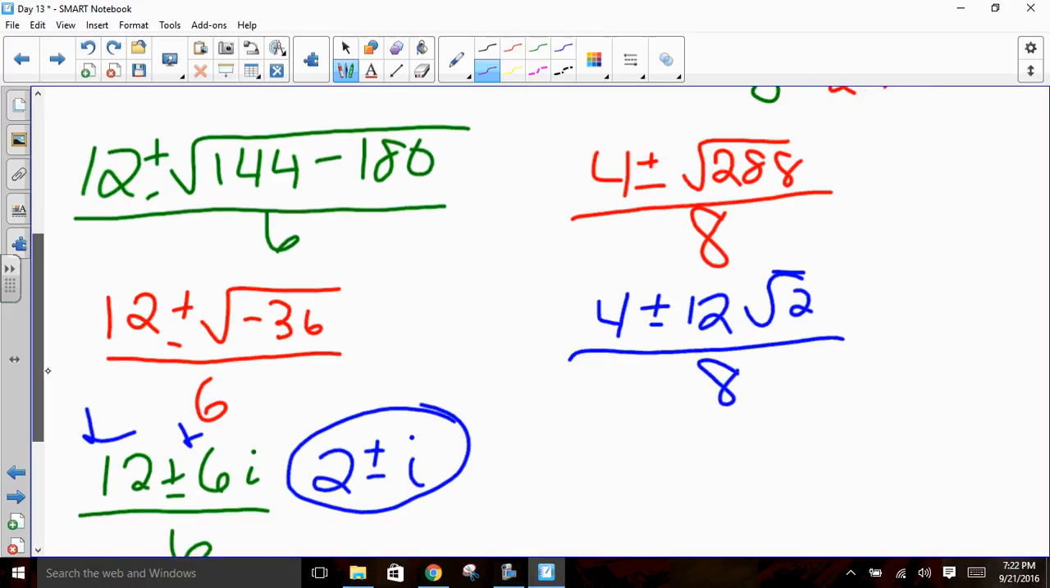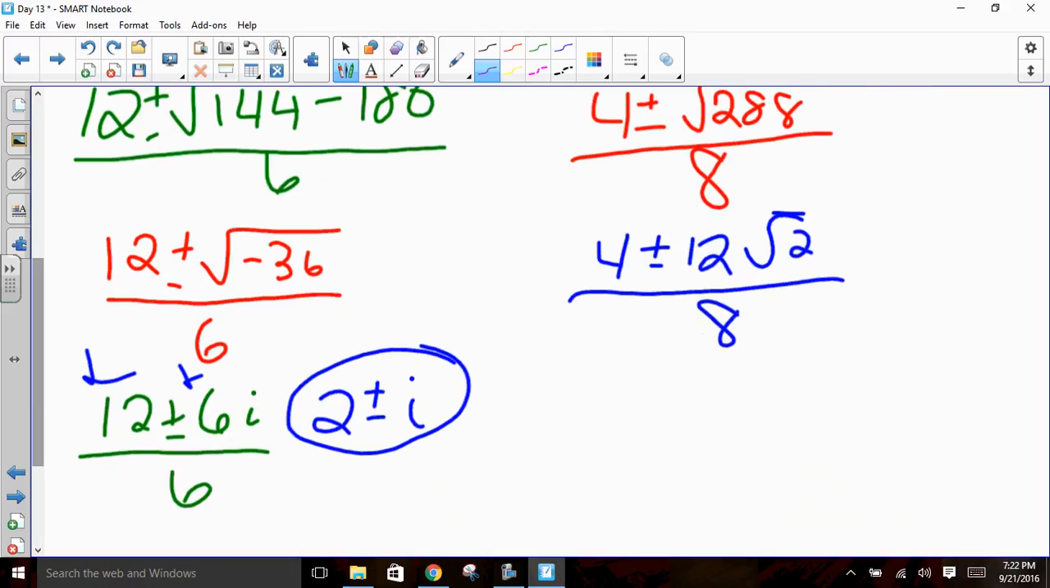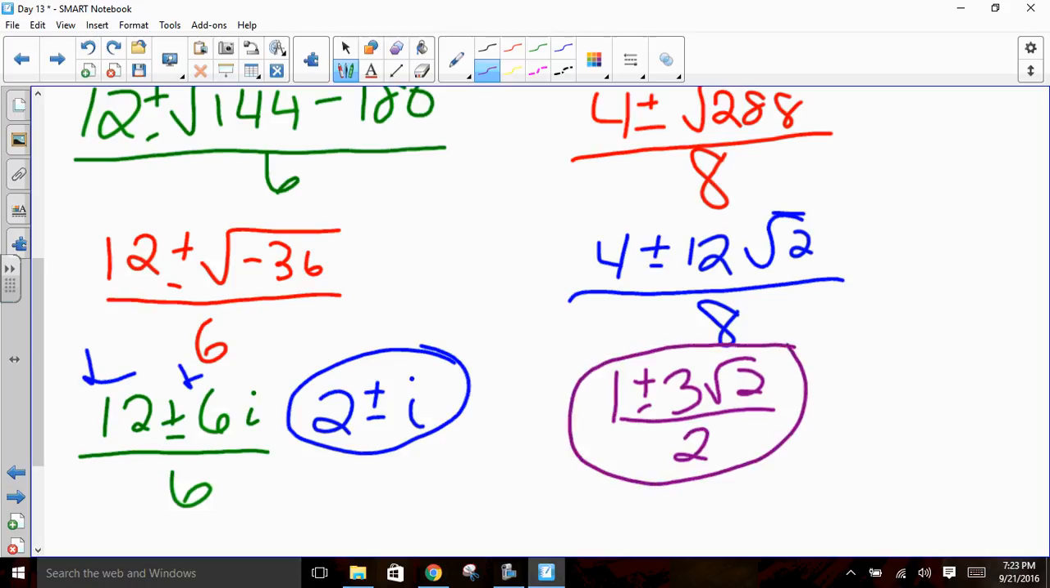Well, in that case, I want to see if I can divide all numbers by a different number. I can divide 12, 8, and 4 by 4, so let's go ahead and do that. 4 divided by 4 gives me 1. 12 divided by 4 gives me 3. The square root of 2 does not change, and that's all over 2. The reason being is I want to reduce these fractions as low as I possibly can. So if I cannot reduce it by just the denominator, then I look to see if there's another number that goes into it that I can divide by.